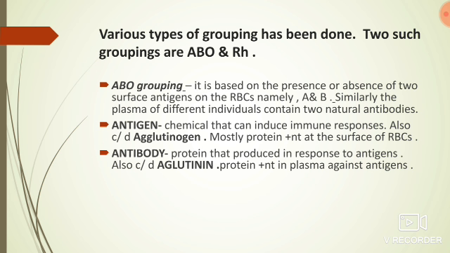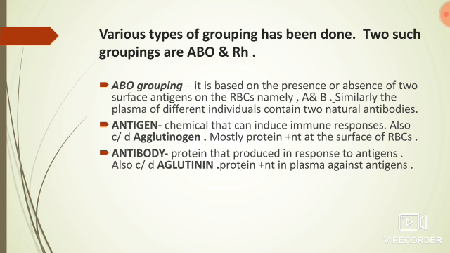Now we will talk about what antigens are. Antigens are the chemicals that can induce immune responses, also called agglutinogen, mostly protein present at the surface of RBCs. They are generally considered as foreign particles that can invade our body, and after that our body makes an immune response against them. These are generally protein in nature and present at the surface of RBCs.